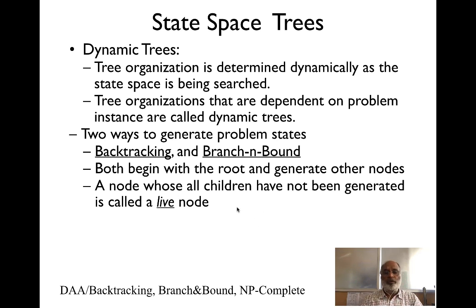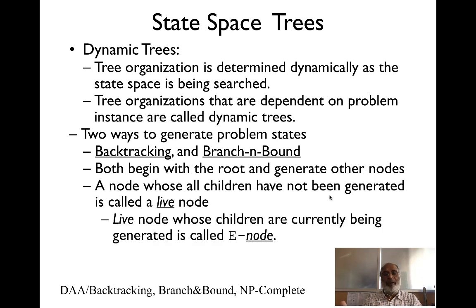A node whose children are yet to be generated or are being generated is called a live node, like the root node, the start node. Let's take the sum of subset problem. The root start node has only 2 branches. As long as both branches are not generated, it is called a live node. Similarly, a live node whose children are being explored. Let's say I'm in the start node, exploring x1 equal to 1 or x1 equal to 0. While this is being explored, it is a live node.